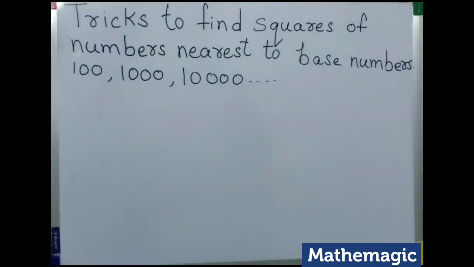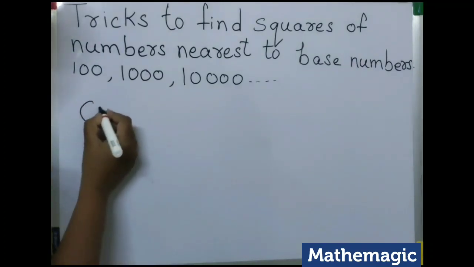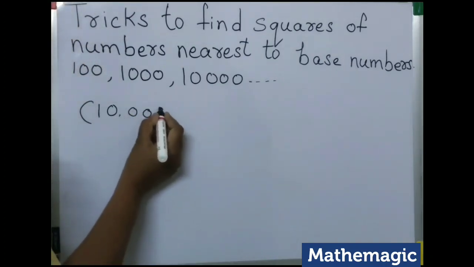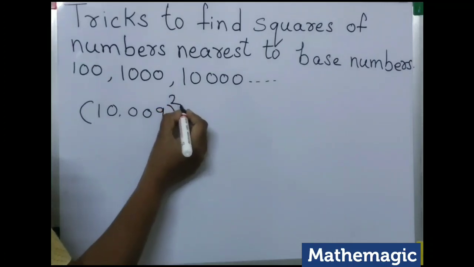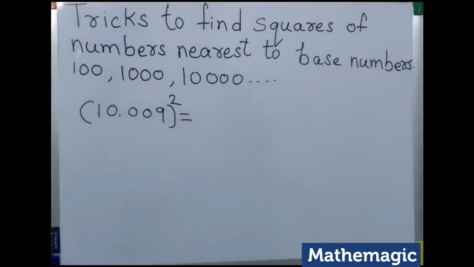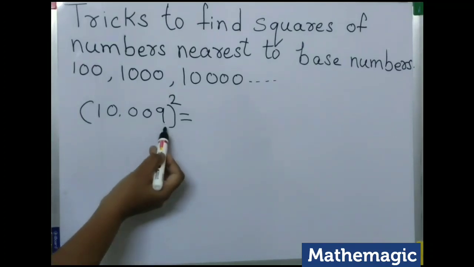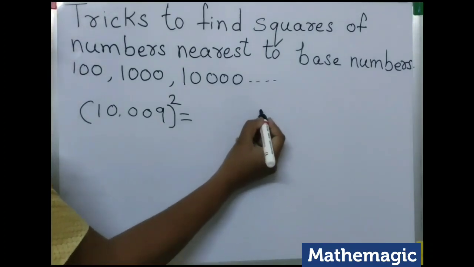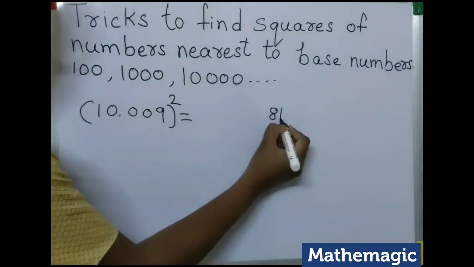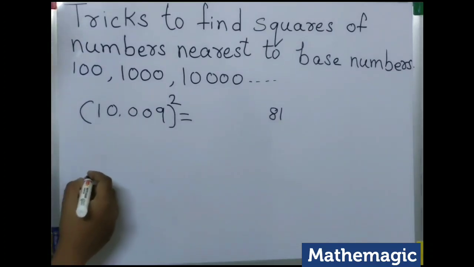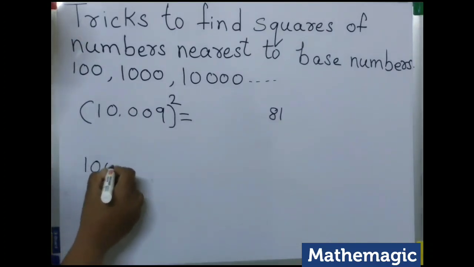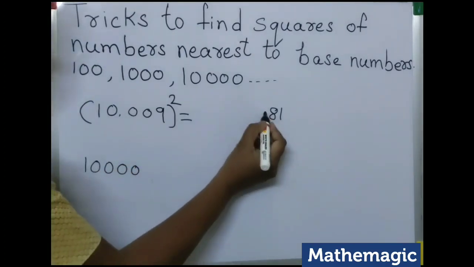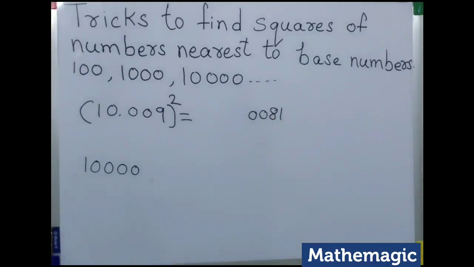Let's move on to another example. A bigger number we will take. The number is 10,009. So now we have to find the square of 10,009. Same process we are going to follow here also. In our units place we are having 9. So we will directly write the square of 9, that is 81. Okay, and 10,000 has 4 zeros. So we have to make this 81 as a 4-digit number. So we will add 2 zeros before it.